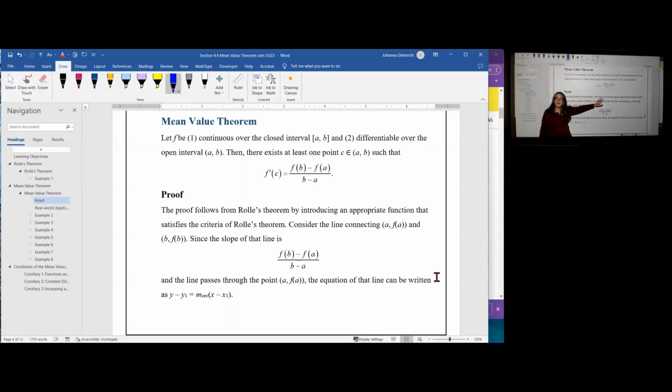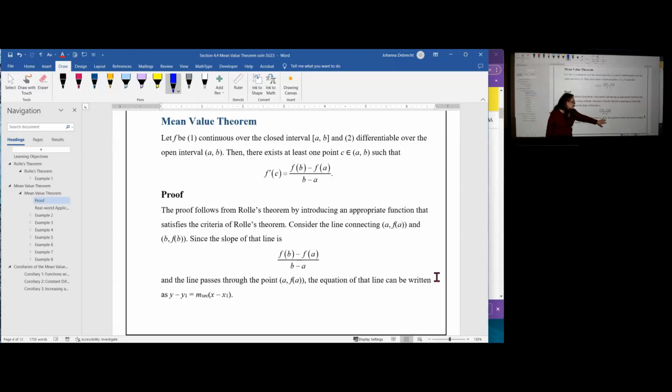The proof follows from Rolle's theorem. We'll use Rolle's theorem to prove the mean value theorem. In terms of history, Rolle's theorem came first and the mean value theorem came later. In order to prove it, we're going to look at the line that connects the two endpoints. The slope of that line is given by our difference quotient that you see here. The point a, f of a is also on the line, as well as b, f of b, but we're going to use the point a, f of a.